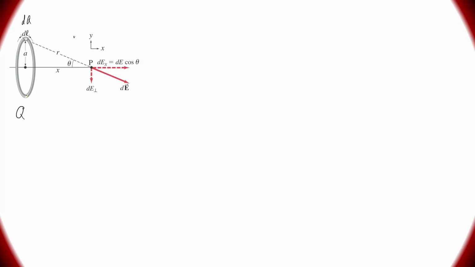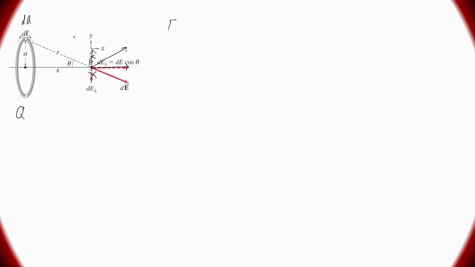But if I consider another infinitesimal chunk on the exact opposite side of the ring, that will contribute an electric field going this way, which will also have vertical and horizontal components, and these vertical components will cancel out. And that argument can be made for any pair of points on opposite sides of the ring. So all these vertical components and the z components also will cancel out, and all that you will be left with are the x components.